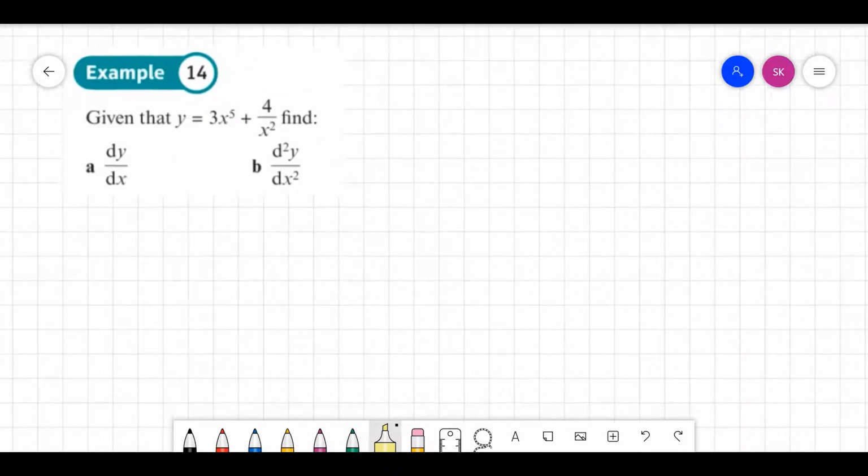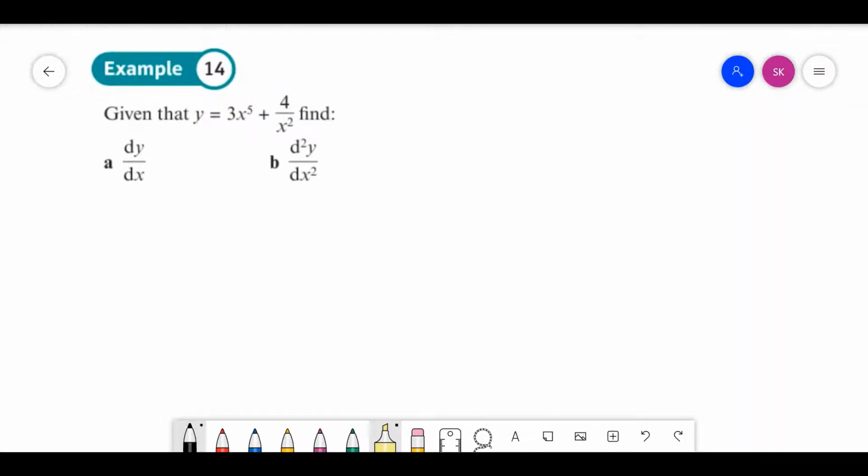So let's look at an example, number 14 here. It says, given that y equals 3x to the power of 5 plus 4 over x squared, find dy by dx and d2y by dx squared. So I want you to pause the video and have a go at this on your own first. Press play when you're ready for me to go through it.